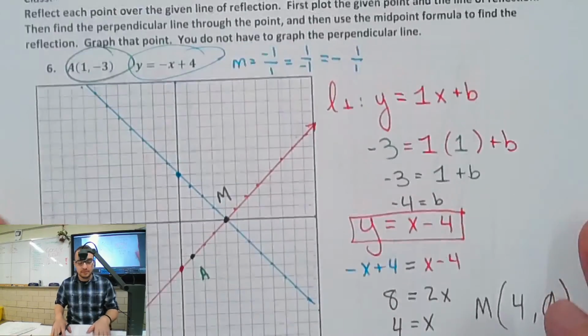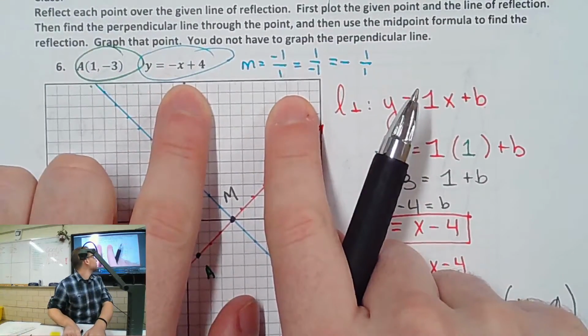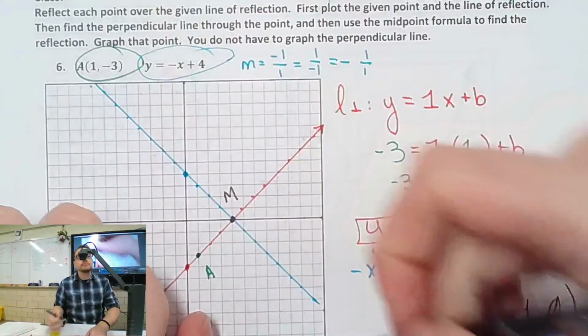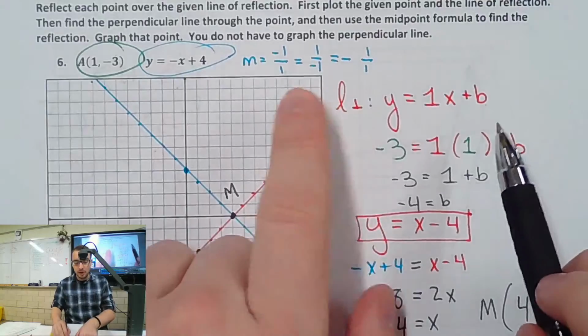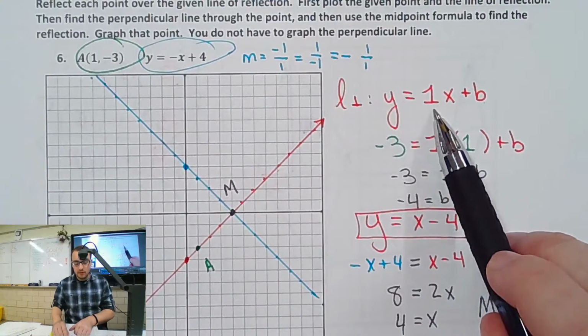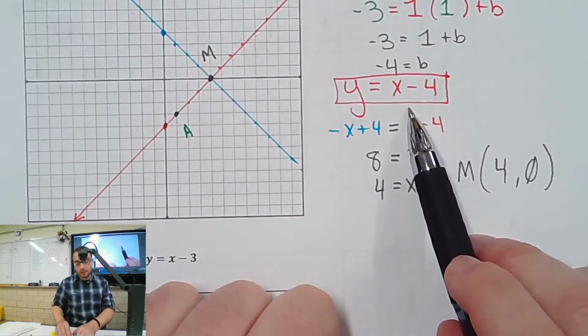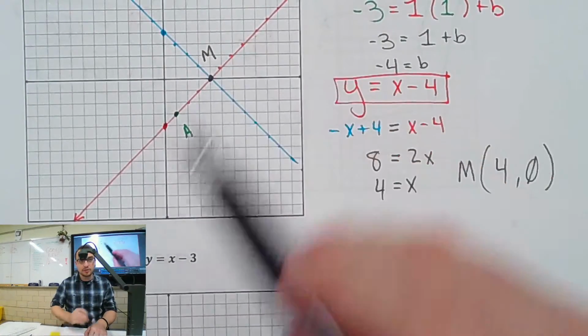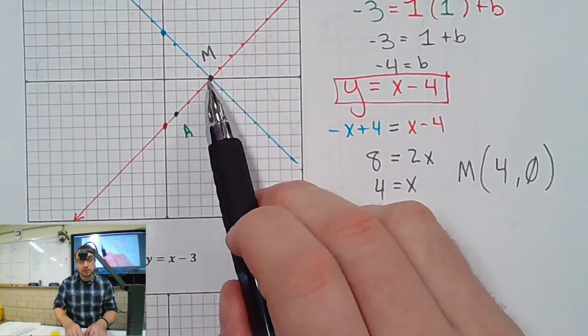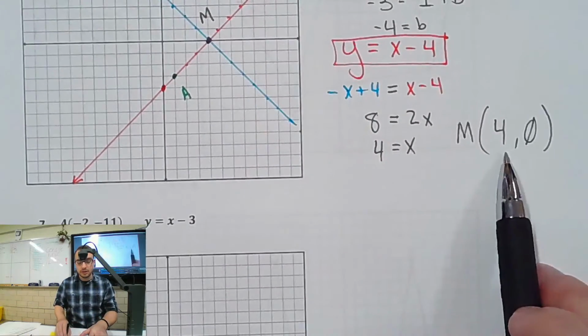Last time we found the blue equation, and then we graphed it. We plotted the point. We found the perpendicular slope, flip and negate it. We found b and wrote our equation. That's the perpendicular line. We graphed it. We know A prime is going to be somewhere over here on this red line. We found the intersection, 4, 0, by setting them equal.